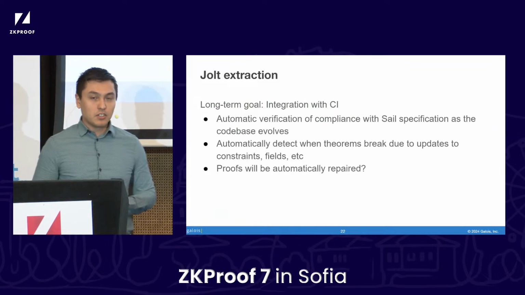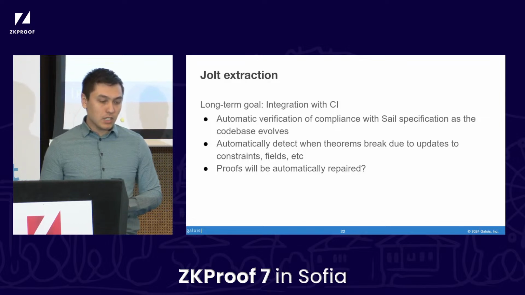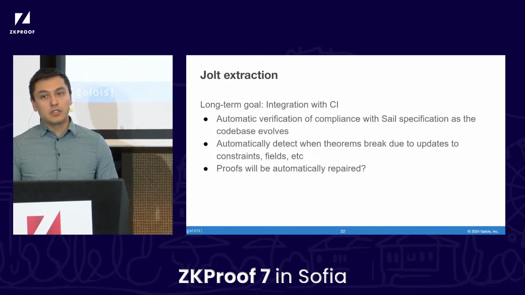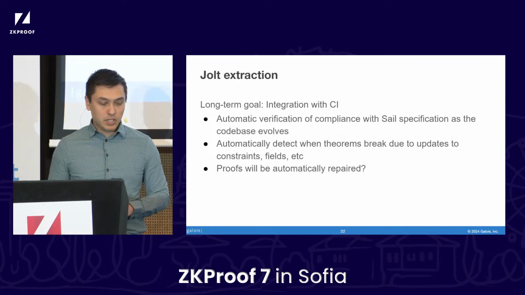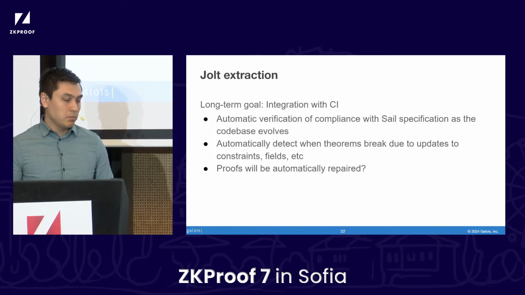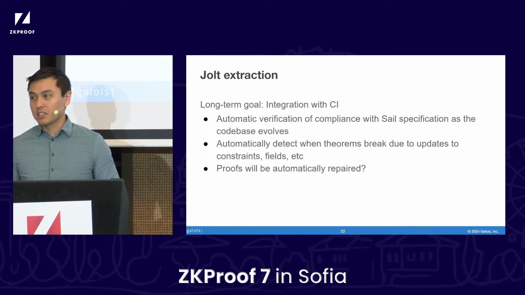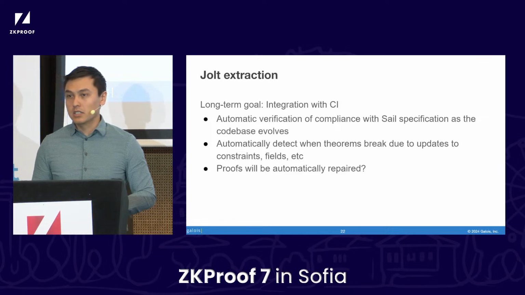Yeah, like I mentioned, our long-term goal is we want to integrate with Jolt CI. This will allow us to maintain the verification of Jolt over time as it evolves, and we can detect when theorems break. And maybe a future idea or dream is that these proofs can automatically be repaired using AI techniques or tactics or SMT solvers.